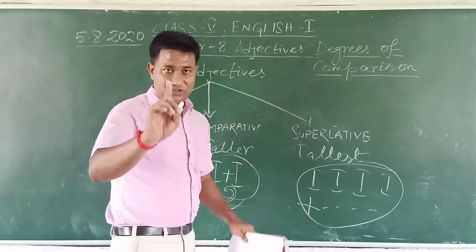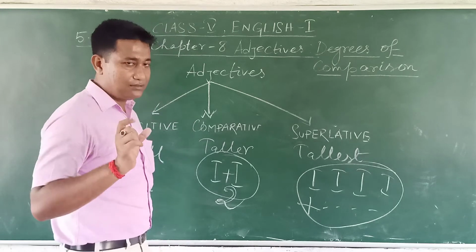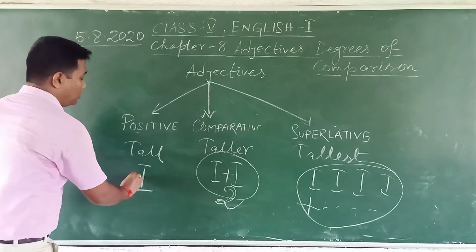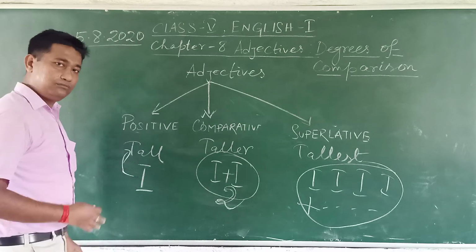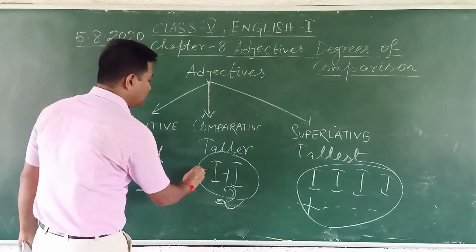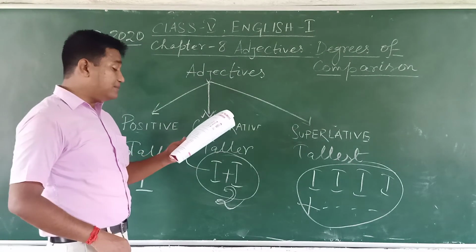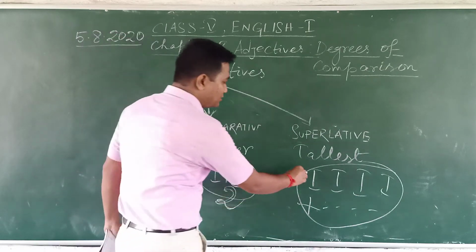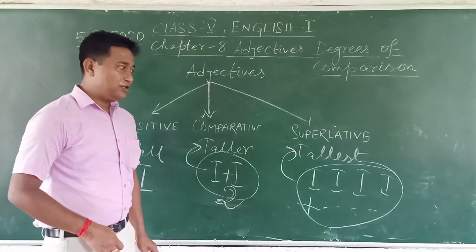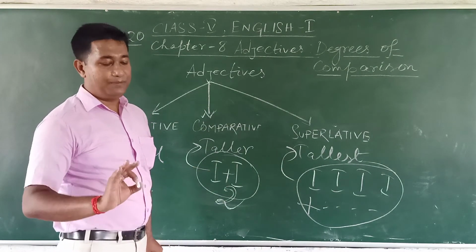Here are some synopsis, three items given. The first one is no comparison, positive. Then comparing two persons or things, the comparative degree, whether comparing color or whatever you say. And comparing more than two persons or things is called tallest. So this is the basic idea about the degrees of comparison.